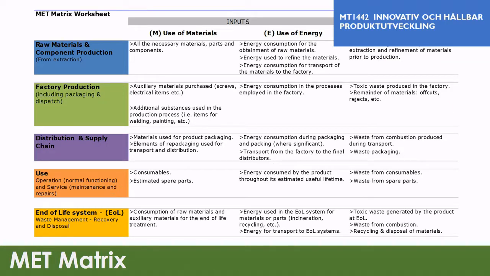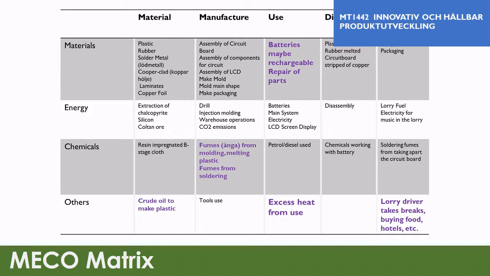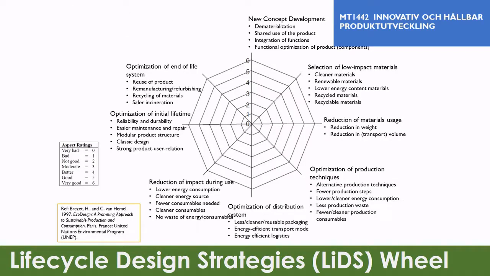As well, we have the MET matrix, which does an assessment of the materials, the energy, and the toxic emissions of each stage of the product development process. Similar to this is the MECO matrix, which looks as well at all the stages of the product development, but looks at the materials, energy, chemicals, and other elements that need to be in the assessment.